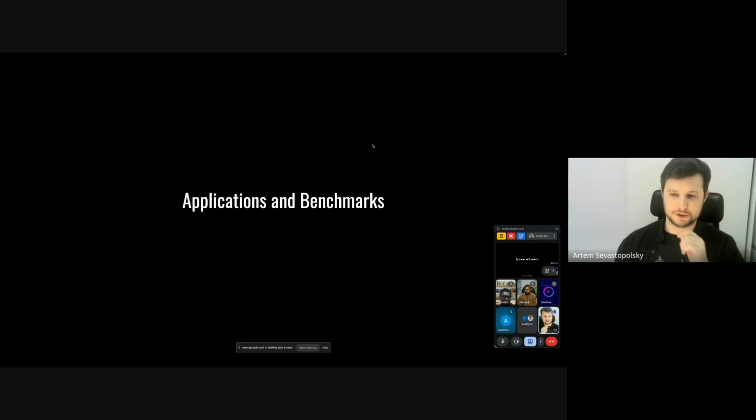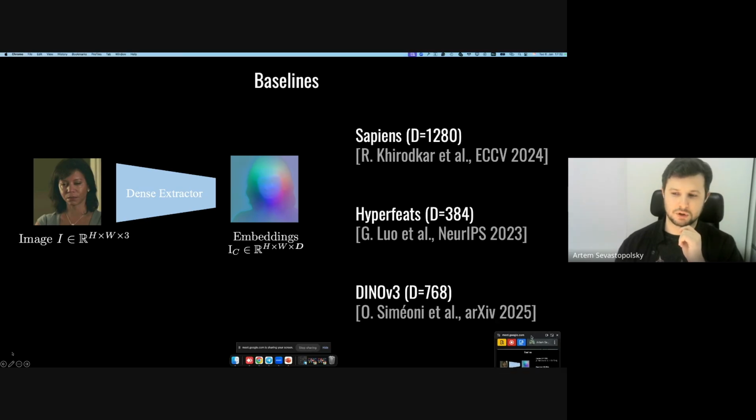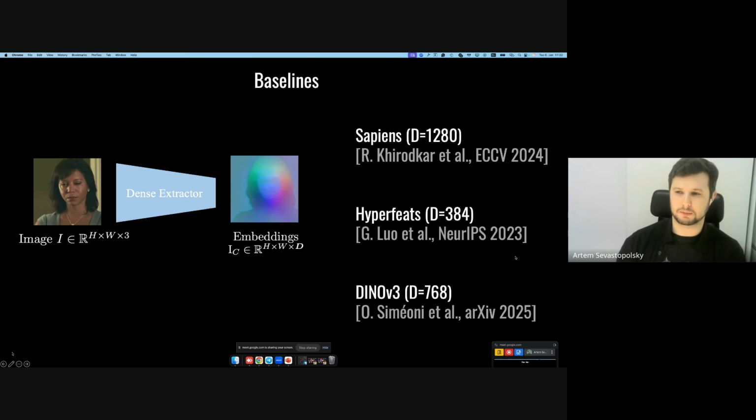All right, so that was it for the method, and let me talk a bit about the applications and benchmarks. But first of all, let me describe the baselines. When we compare our method to others, we mainly look at what is today called foundational models. So very big transformers that are trained to provide great features.